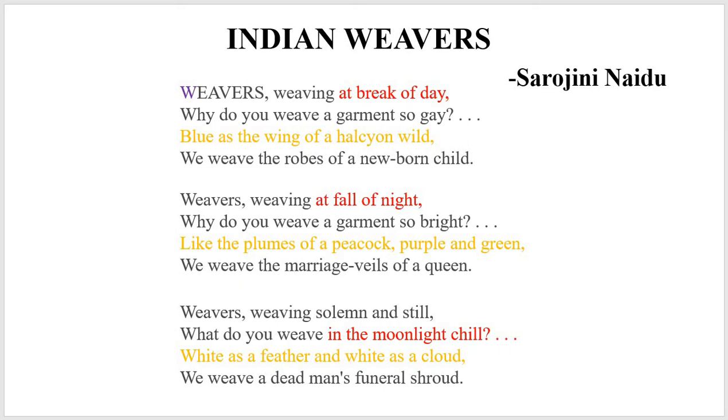So in the second stanza, during the fall of the night, which means evening, the weavers are weaving attractive garments in purple and green color like the plumes of a peacock. When the poetess asks the question why they were weaving such a beautiful cloth during the evening time, they say that it's a marriage veil of a queen.